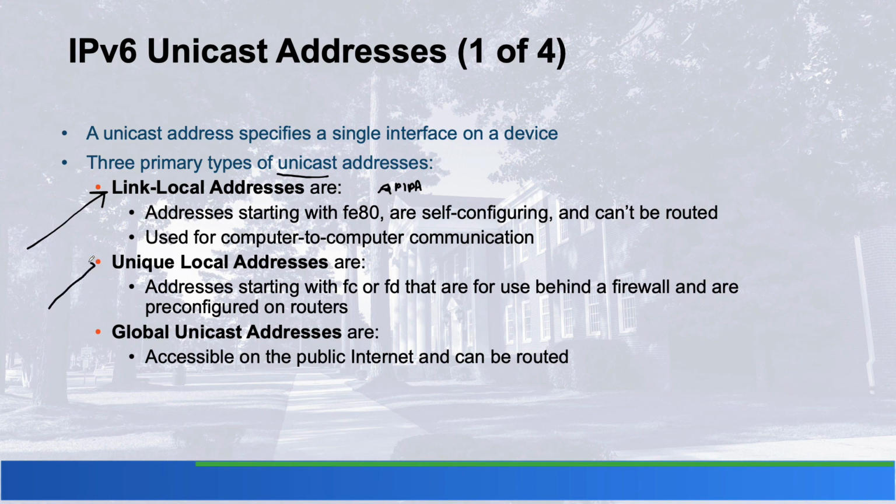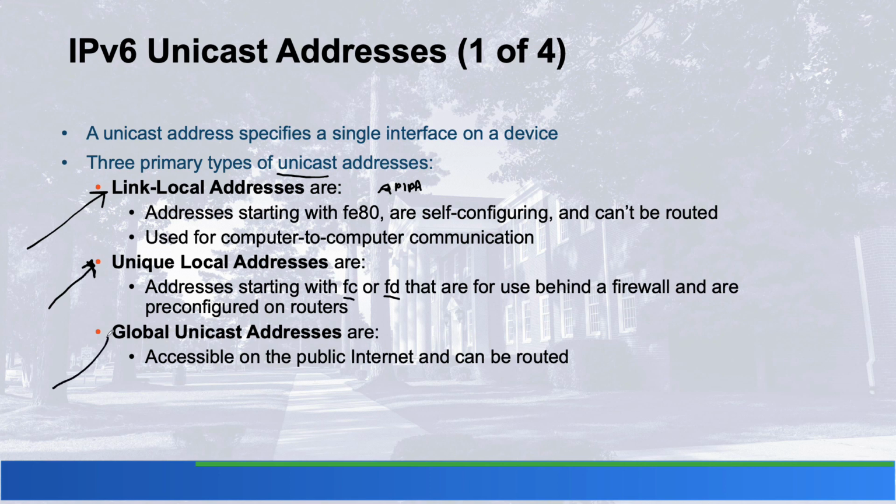Unique local addresses are analogous to the private addresses that we used in version 4. We can repeat them. We just can't repeat them on the internet where another computer will see the same address. Okay. So addresses starting with FC or FD are going to be unique local addresses. It can be routed within your company, but once it gets to an edge router that connects to the internet, those packets are going to be dropped.